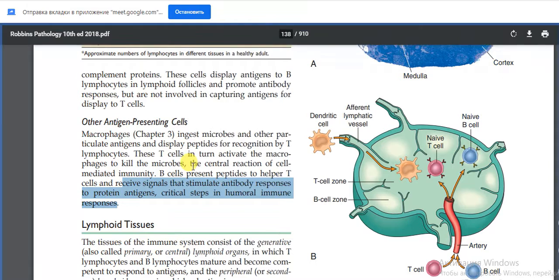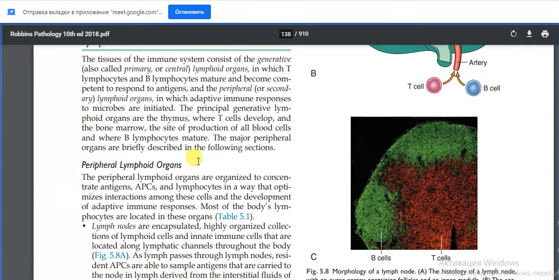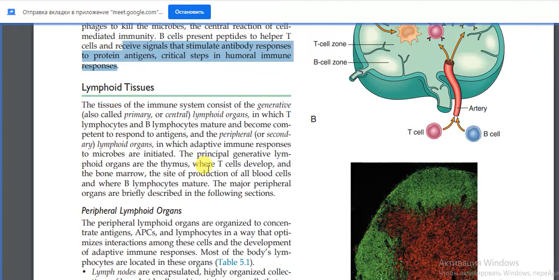Okay, let's talk about lymphoid tissues. From histology, you should have known it. With lymphoid tissues, we have central lymphoid organs and peripheral lymphoid organs. Central lymphoid organs are the thymus and bone marrow, in which T lymphocytes and B lymphocytes mature and become competent. And peripheral secondary lymphoid organs include diffuse lymphatic tissue, lymph nodes, lymph nodules, and spleen. So they are peripheral lymphoid organs.